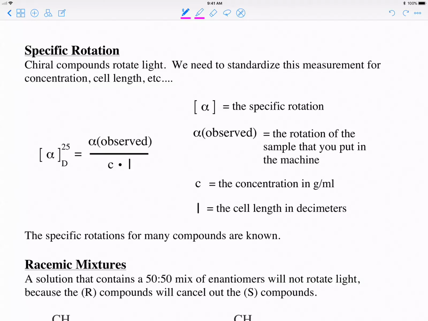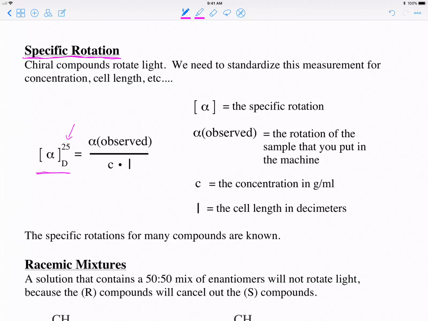So to be able to tell which isomer that we have, we generally need to standardize how we're going to measure these compounds, and that is known as the specific rotation. To standardize it, we take this one formula right here. Now, I'm not going to have you doing any calculations with this, but I still want you to understand what the specific rotation is. It's the standardized conditions for measuring how much a compound will rotate light.